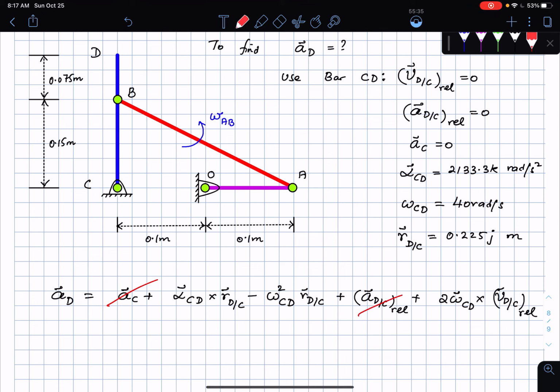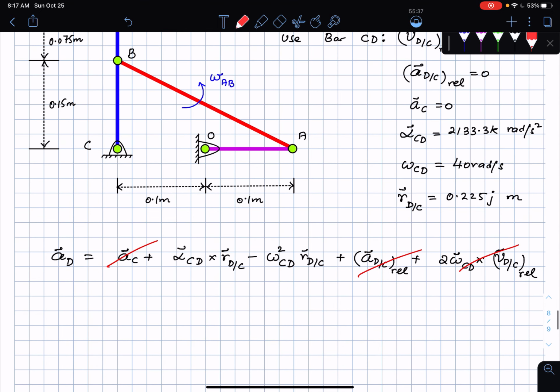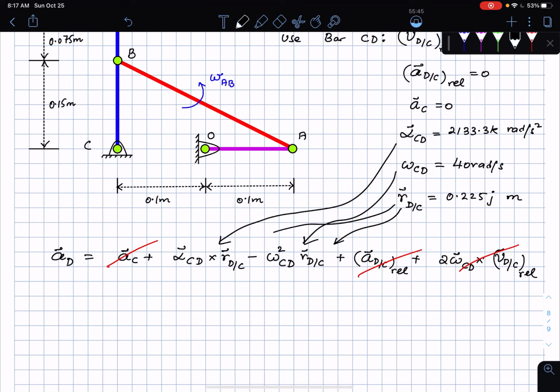This is gone, this is gone, this is gone. Do the substitutions: substitute for alpha CD right down here, substitute for omega CD, and all of these terms as well. After all the substitutions have been done, I will end up getting minus 480 i minus 360 j meters per second squared. This is just a quick, short extra term in this problem.